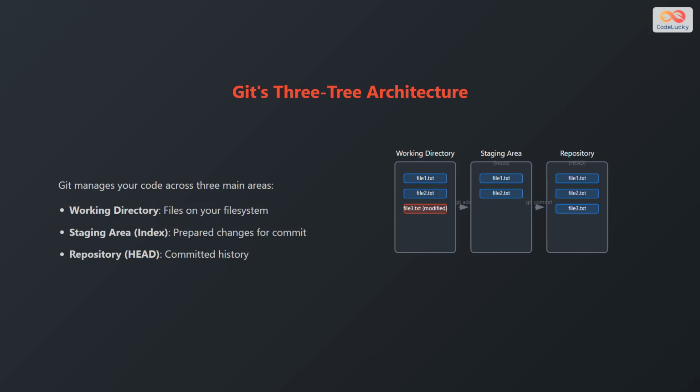The staging area, also known as the index, is where you prepare changes for your next commit. You selectively add changes from your working directory to the staging area. The repository, also known as HEAD, is where Git stores the committed history of your project. It contains all the snapshots of your files and directories over time.